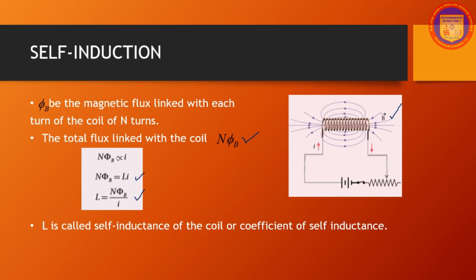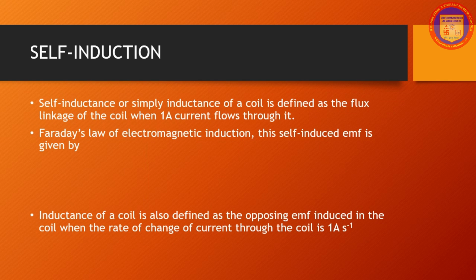L is called the self-inductance of the coil or coefficient of self-inductance. If I is equal to 1 ampere, then L is equal to N phi-b. Self-inductance, or simply inductance, of a coil is defined as the flux linkage of the coil when 1 ampere current flows through it. When a current I changes with time, an EMF is induced in it.